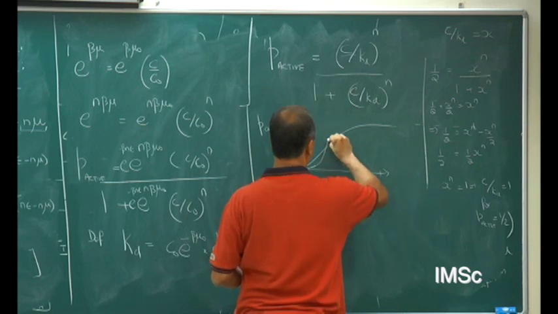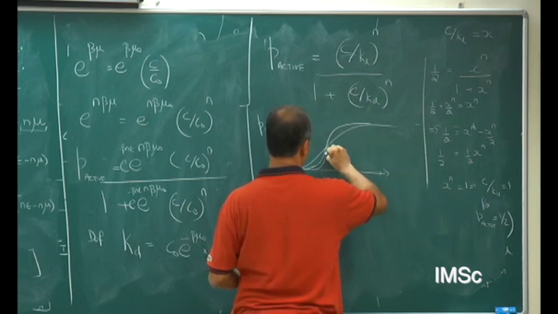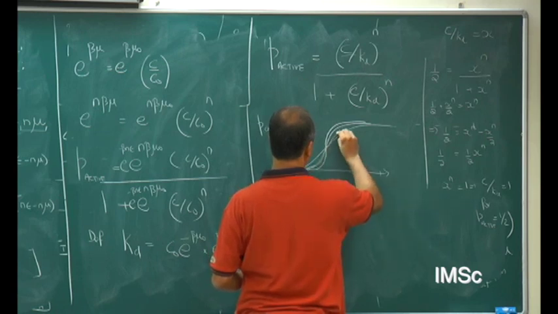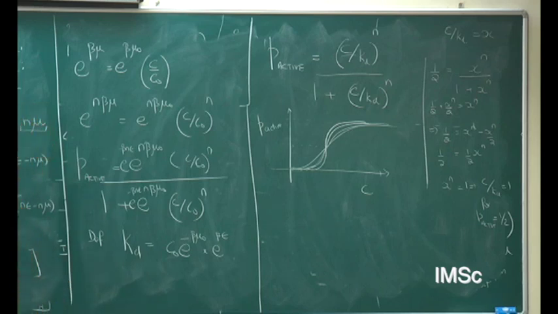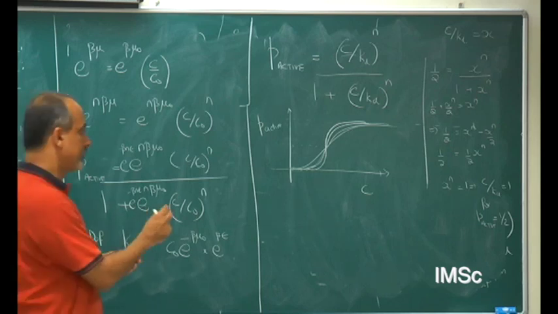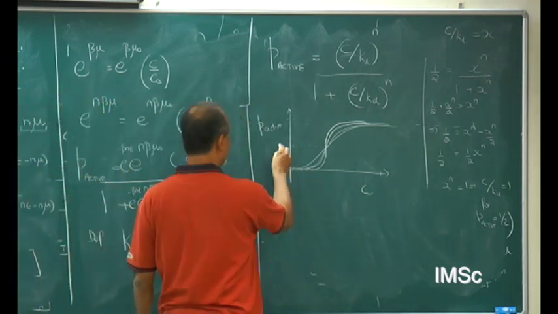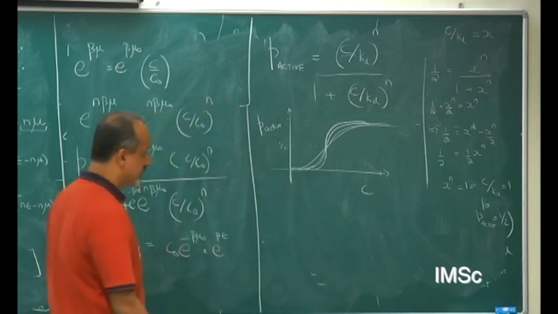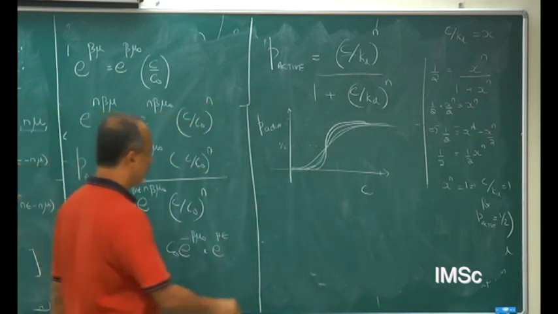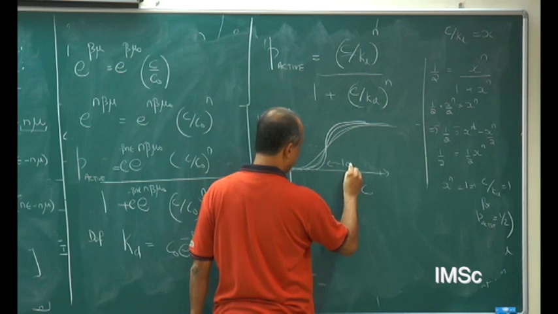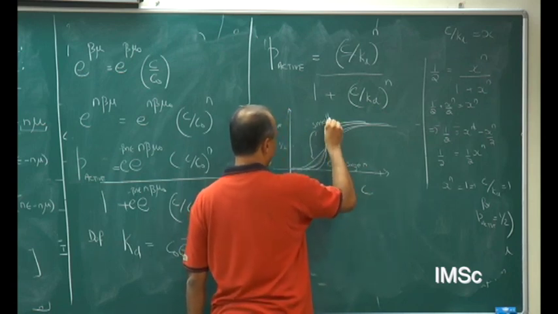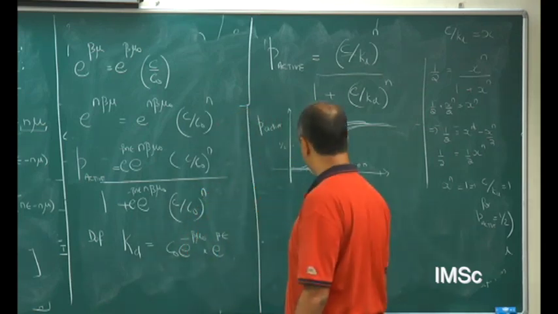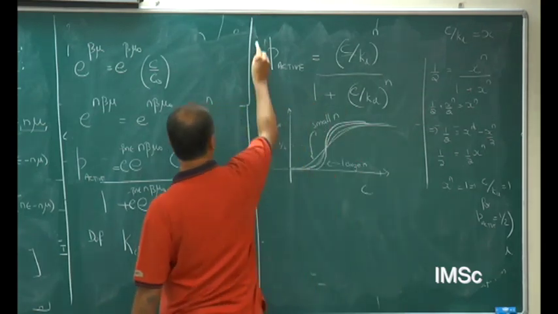The curves all cross at the same point. It's just that they become steeper and steeper as I go to larger n. Okay. So the common crossing point is where P active is 1/2. This is large n and this is small n. This is called a Hill function.